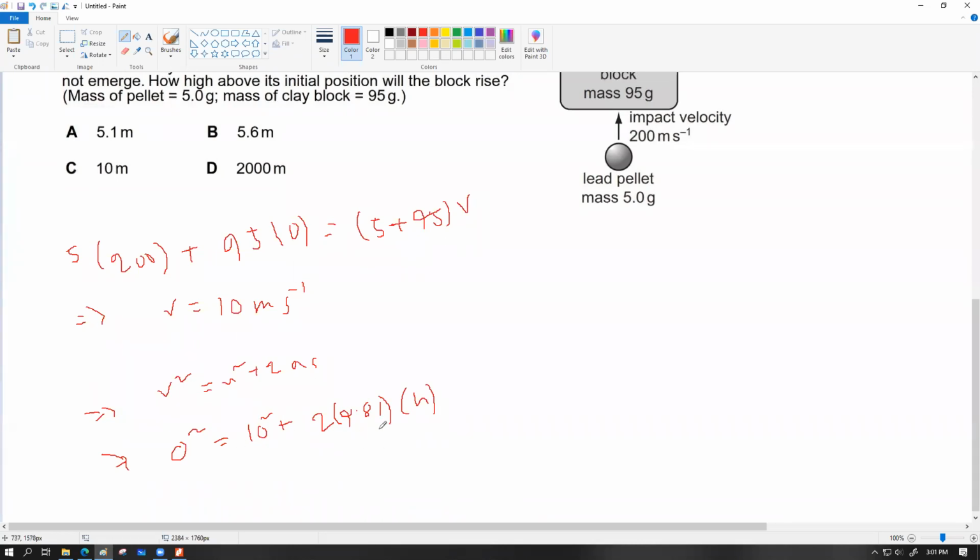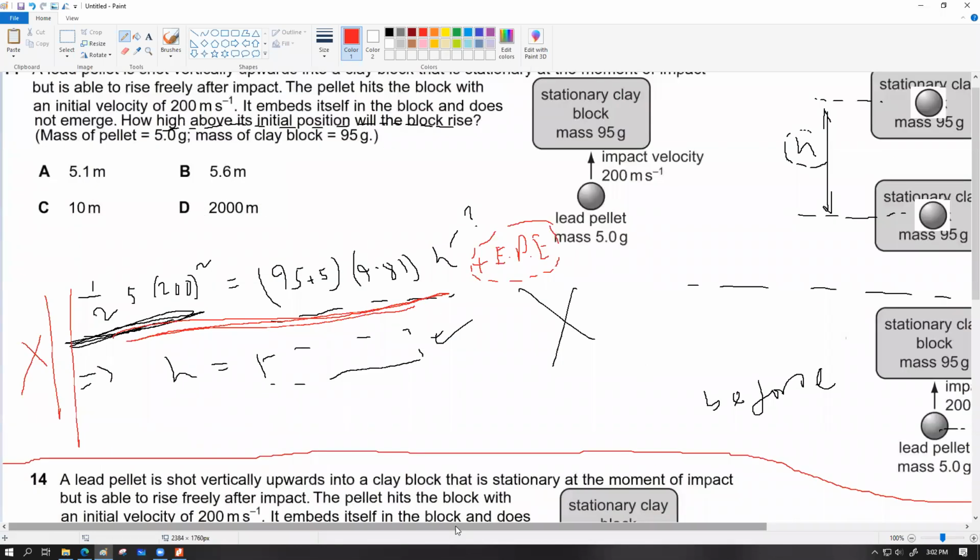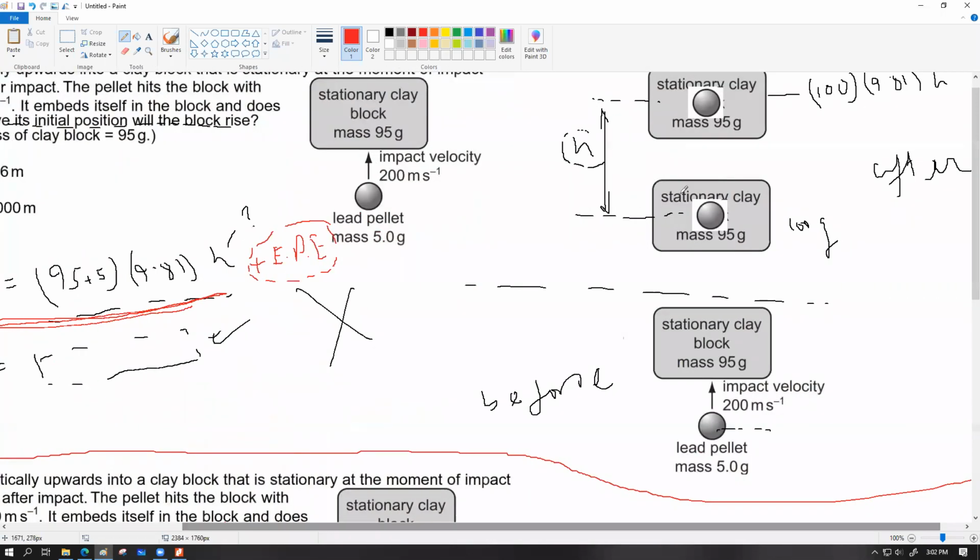Look, the key idea is that you cannot place this one to be 10. You have to understand that this is the collision case. So if you divide the whole scenario into two parts, first there will be a collision. After the collision, the entire combined object of the block plus mass will gain a final velocity. Let me just copy this part.